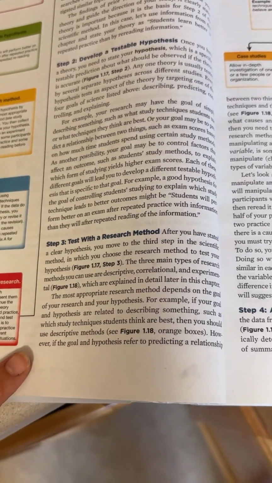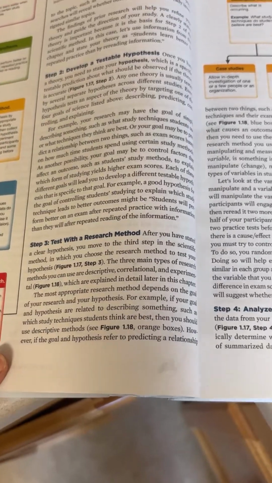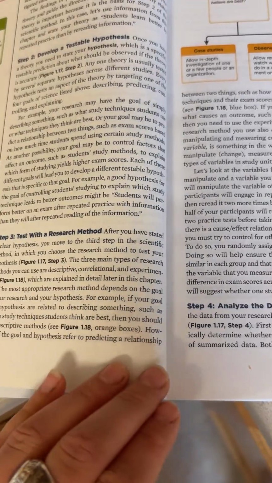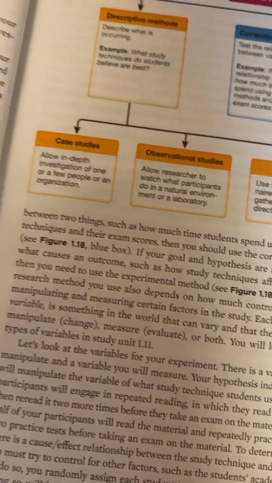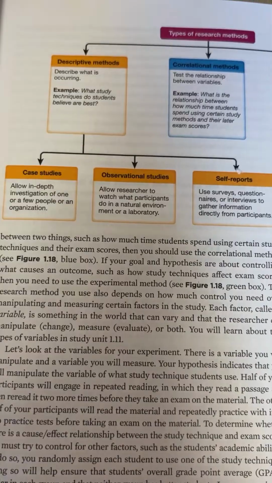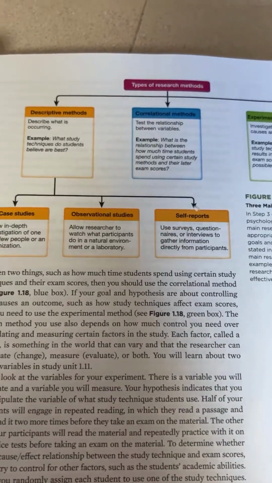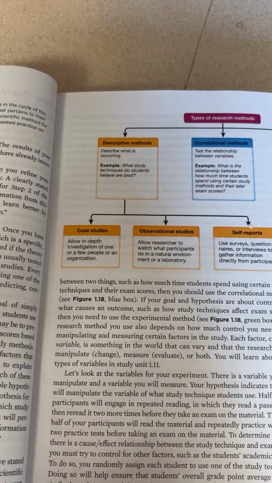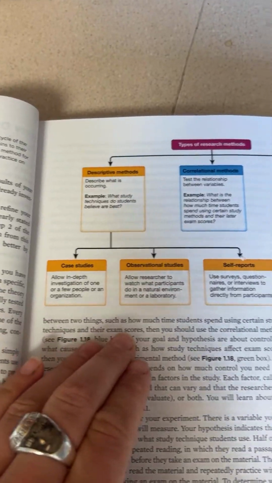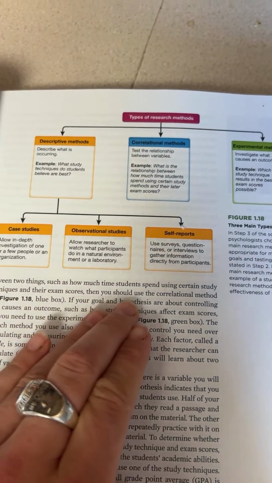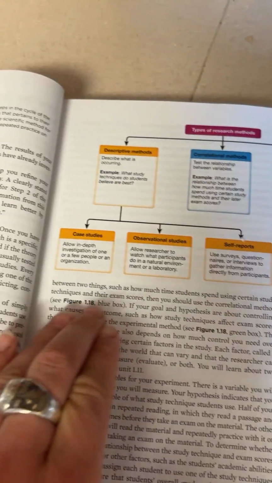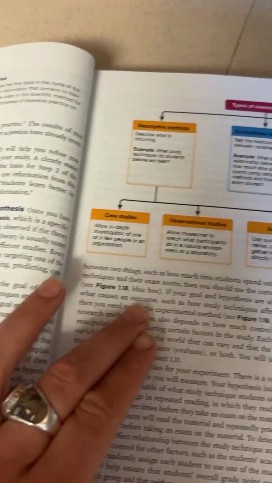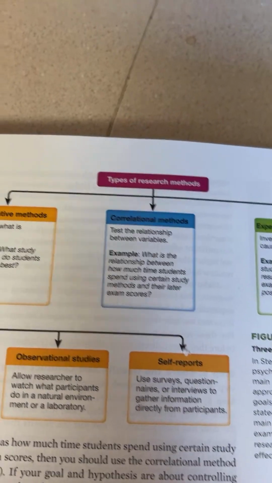However, if the goal and the hypothesis refer to predicting a relationship between two things, such as how much time students spend using certain study techniques and their exam scores, then you should use the correlational methods. See Figure 1.18, blue box. Correlational.